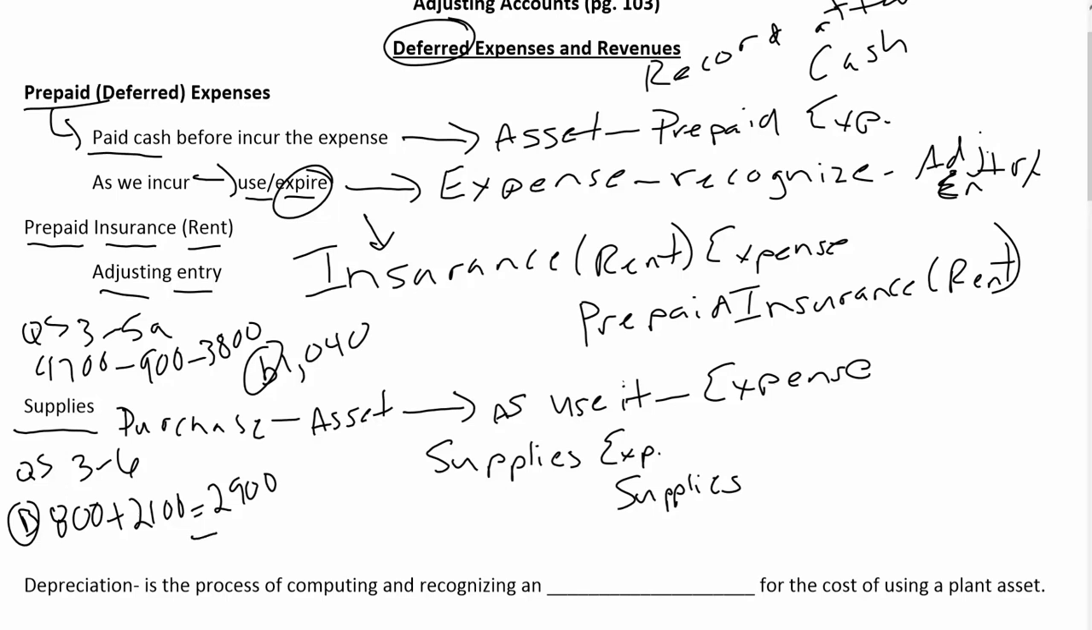So if I subtract $650 from that, that leaves me $2,250 of supplies left. I'm sorry, that's been used. This was what was left, so this is what was used. And so remember that entry is for how much has been used. So we would do the entry for $2,250. So we would debit supplies expense and credit supplies.